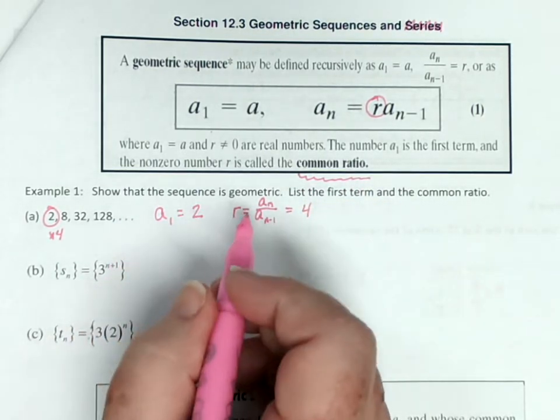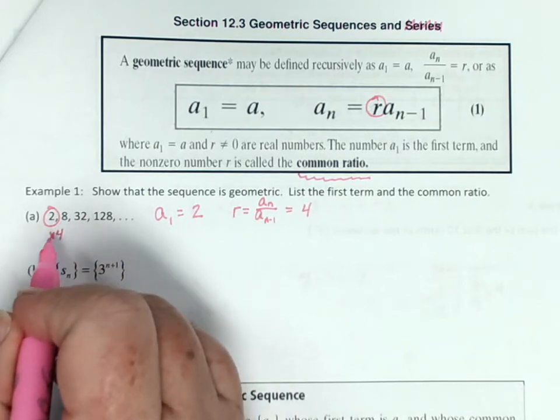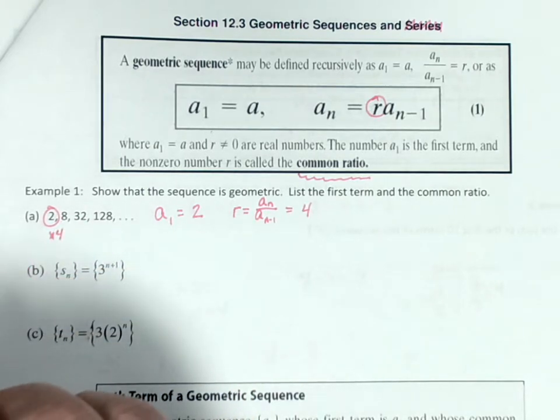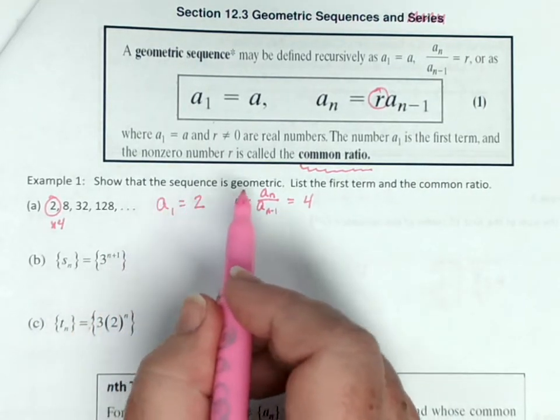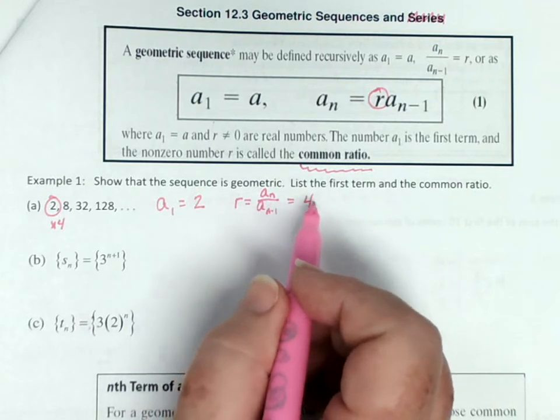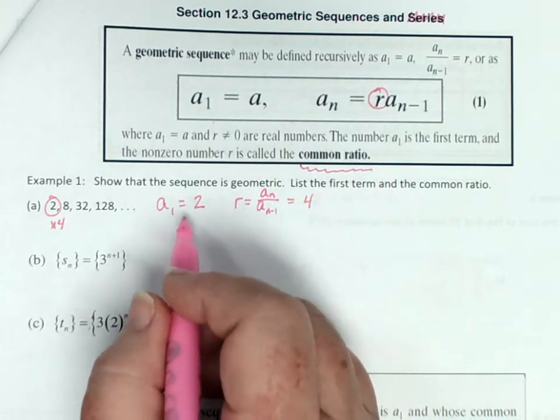But it doesn't matter which n we use. We could do 32 divided by 8 or 8 divided by 2. So for this problem, it says show the sequence is geometric, meaning divide it out and prove. Then list the first term and the common ratio, which we did.